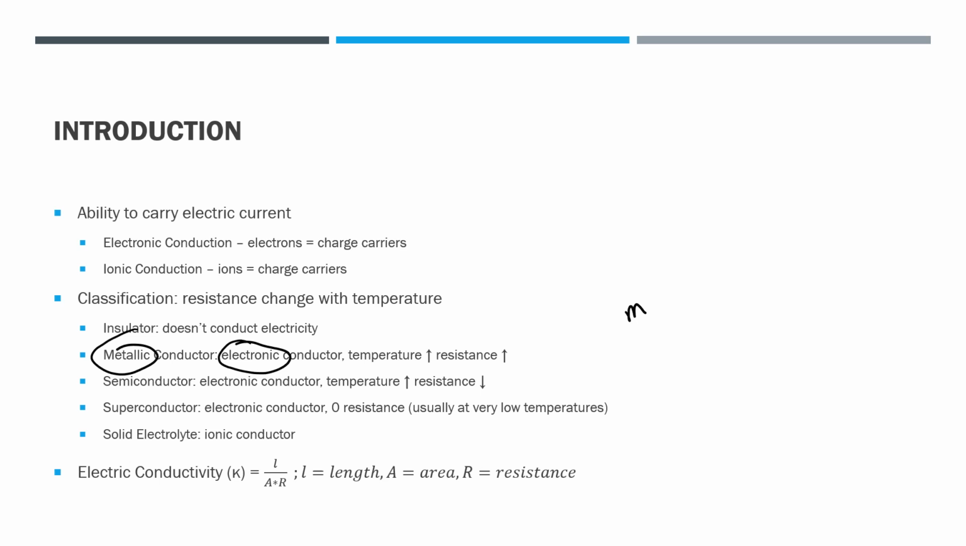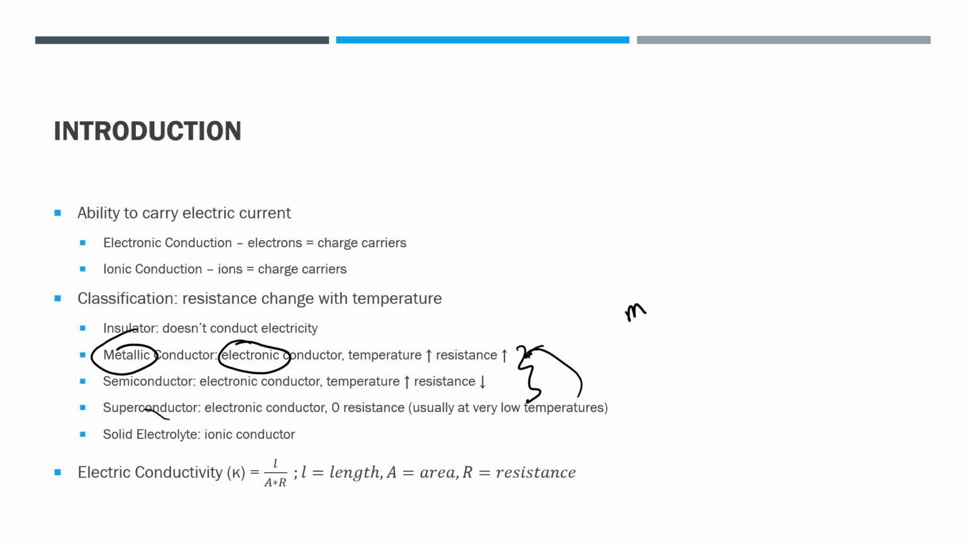With a semiconductor, on the other hand, these are also electronic conductors, but when the temperature goes up, the resistance goes down. Typically, metallic conductors have much higher conductivities than semiconductors, but the actual distinction is the temperature dependence. That's something important. Temperature up, resistance up with metallics; temperature up, resistance down with semiconductors. Then, as I just mentioned, we have superconductors, which are electronic conductors with really low or zero resistance, usually at really low temperatures, because they are essentially metallic conductors.